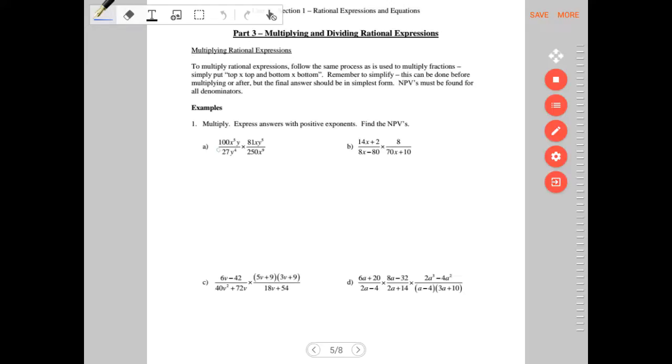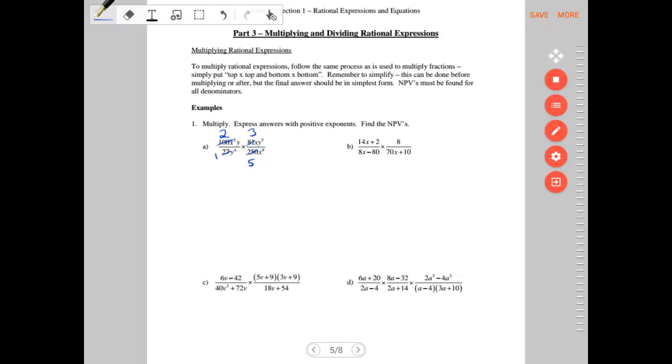Let's go with 100 and 250, which are both divisible by 50. So 50 goes into 100 2 times, and 50 goes into 250 5 times. 27 and 81 are both divisible by 27. So 27 goes into itself once, and 27 goes into 81 3 times.